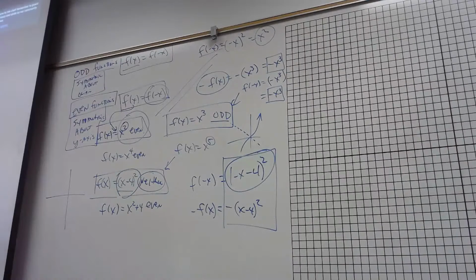Keegan, if you were to graph this, what would it look like? It would be a parabola, and it would be shifted right 4, right? 1, 2, 3, 4. The parabola opens up just like that. Is that symmetric about the x-axis? No. Okay. So that's why it's neither. It's not symmetric about the x-axis, and it's not symmetric about the origin either.